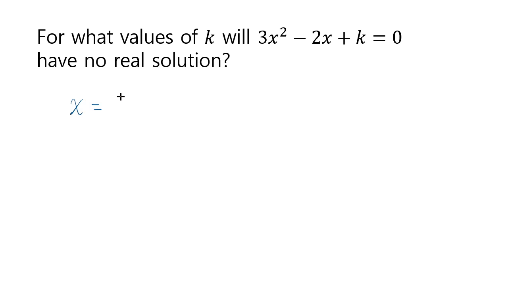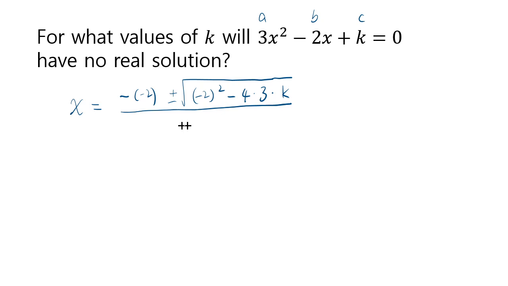So the quadratic formula is negative of negative 2. It has a k, but don't be so afraid. This means a is 3, b is negative 2, and c is k. So you can just apply the quadratic formula as it is: b squared minus 4 times a times c, but c is k, so you put k there, and 2 times 3 is in the bottom.